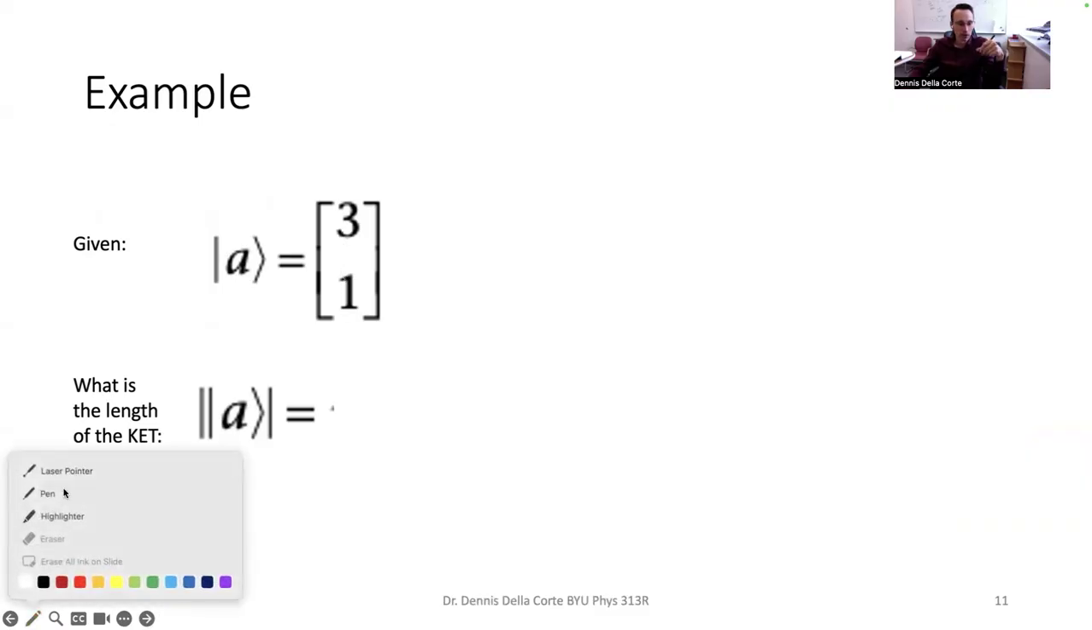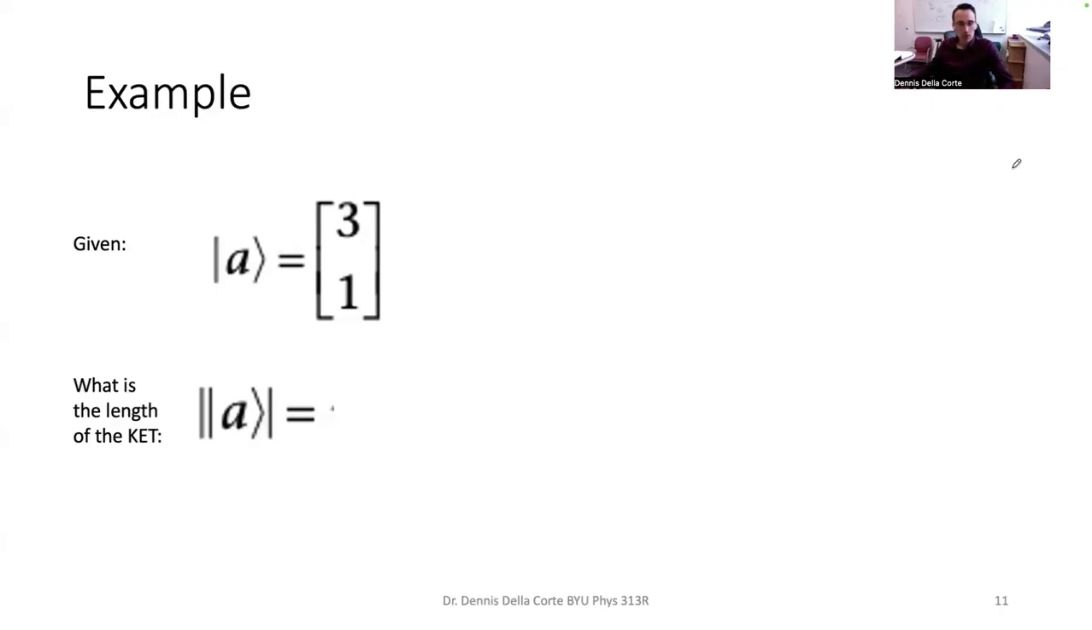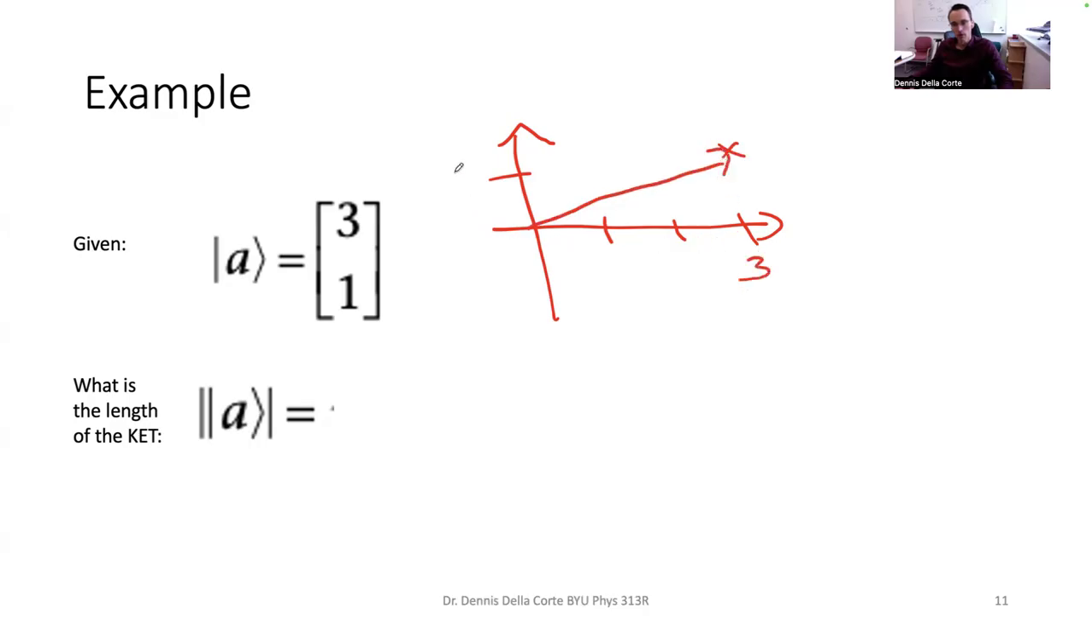Let's see if our pen works. So how would that look? Well, if you have a coordinate system, you have 3 steps in the x direction, 1 step in the y direction. So up here would be the tip of your vector. It would go up there. And so you have 3 and 1.